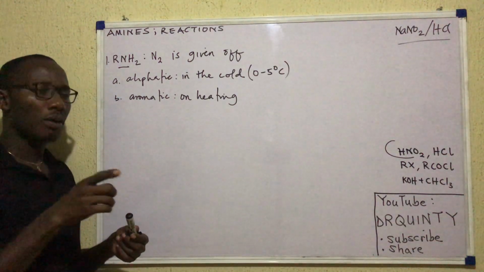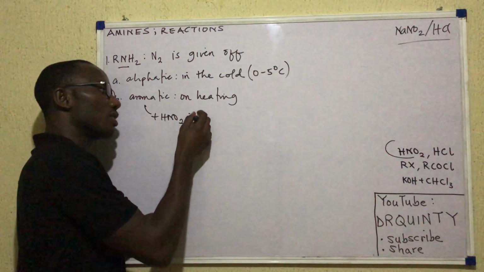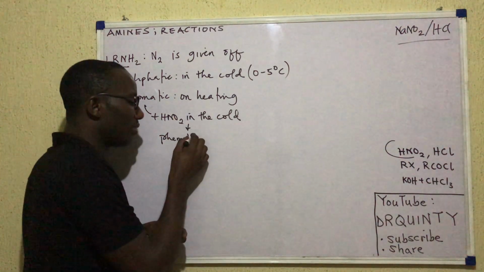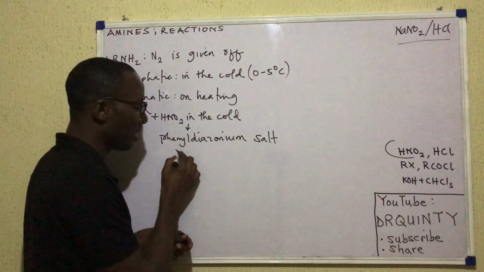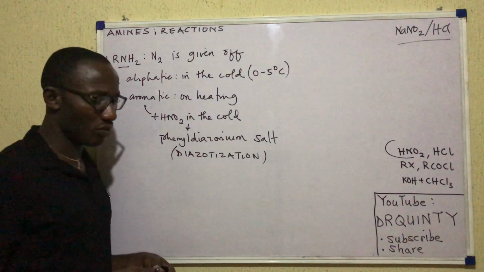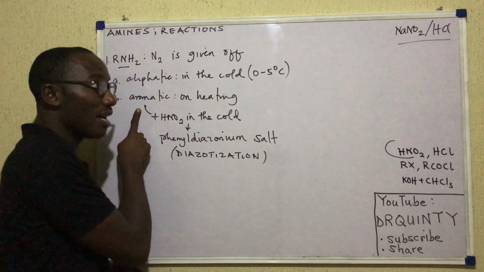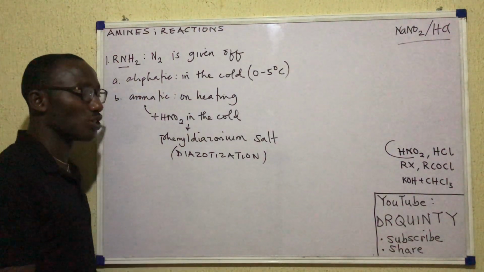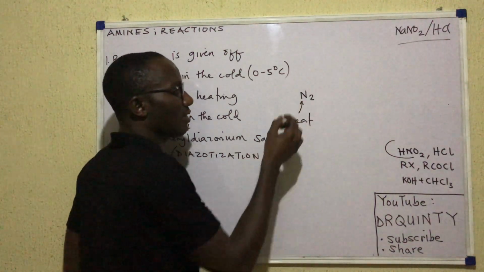But it's important that you note that for the aromatic ones, if they react with HNO2 in the cold, that means without heating, they will give us a group of compounds that we refer to as phenyldiazonium salts, and in that case the reaction would be termed diazotization. So if I'm asked what a diazotization reaction is, my answer would be: diazotization is the reaction between a primary aromatic amine and sodium nitrite and HCl, or I just say with HNO2, to give a phenyldiazonium salt. Now, if this phenyldiazonium salt is heated, then nitrogen gas is still released.